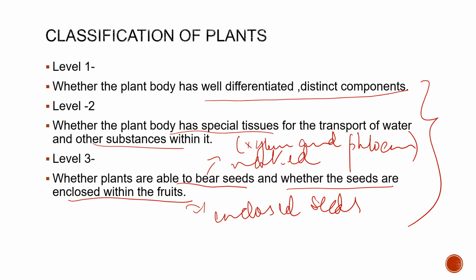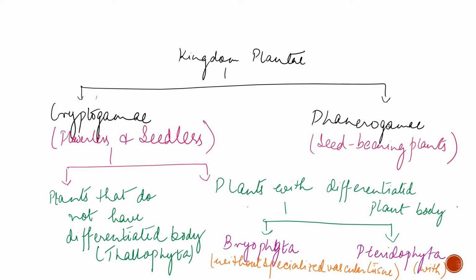Now we will move on to see the tree diagram of how the classification of plants has been done. So let us go to the next slide. Here we can see a tree diagram where we have first the kingdom Plantae. We are differentiating it into two main parts or subkingdoms, that is Cryptogamae and Phanerogamae. Cryptogamae has flowerless and seedless plants. These are all flowerless and seedless plants, right?